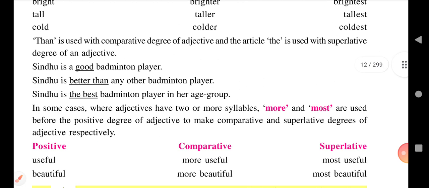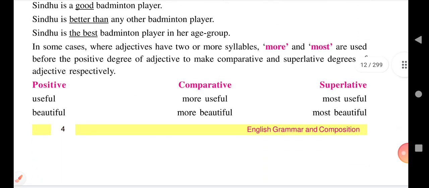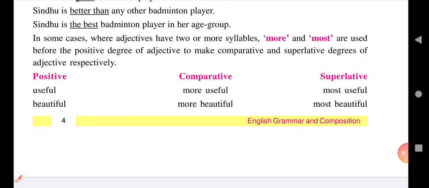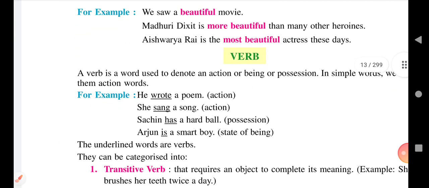In some cases where adjectives have two or more syllables, more and most are used before the positive degree of the adjective to make the comparative and superlative degrees respectively. Positive: useful, beautiful. Comparative: more useful, more beautiful. Superlative: most useful, most beautiful. For example, we saw a beautiful movie. Madhuri Dixit is more beautiful than many other heroines. Aishwarya is the most beautiful actress these days.